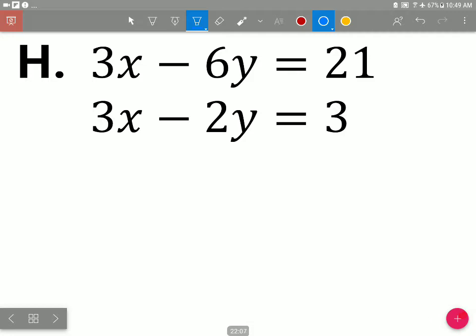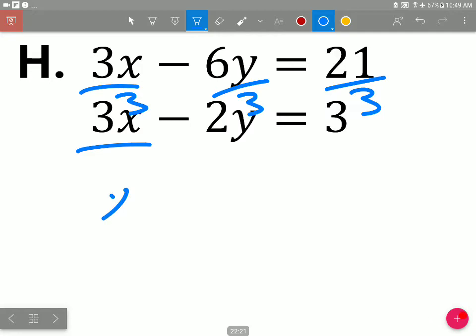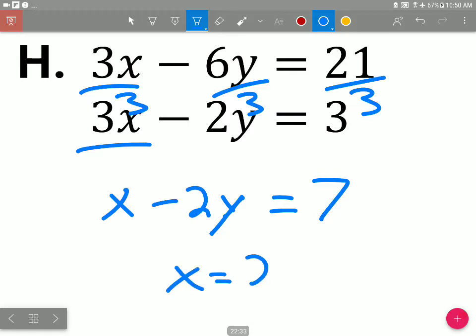All right, of the 4 variables, which one you want? The 3x? With the first one or the second one? First one. Why? Good. I can divide all of those by 3. Which that's just x. Negative 6 divided by 3 is negative 2. And 21 divided by 3 is 7. So x would equal 2y plus 7. Cool. That's about as hard as this gets.